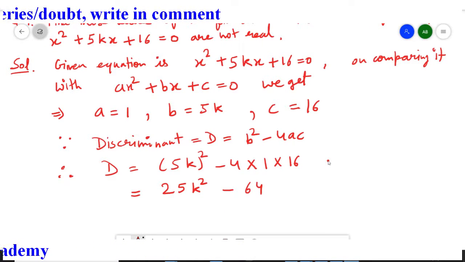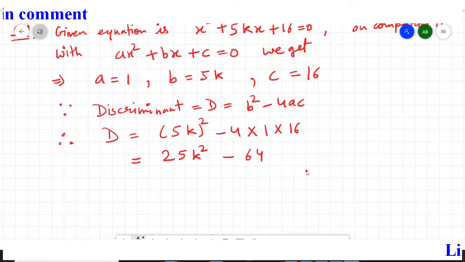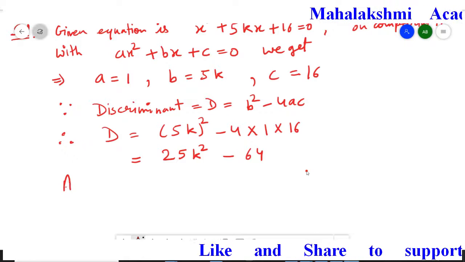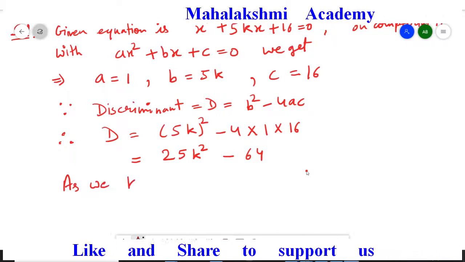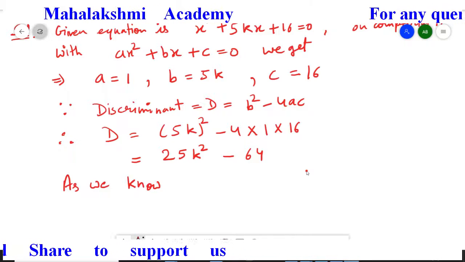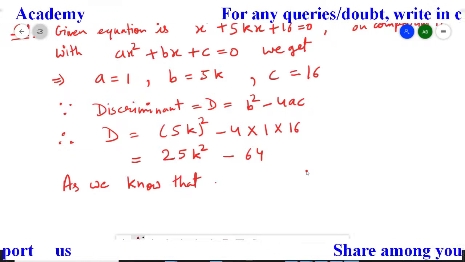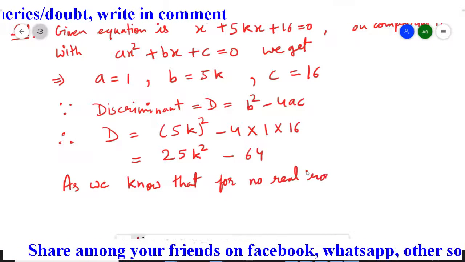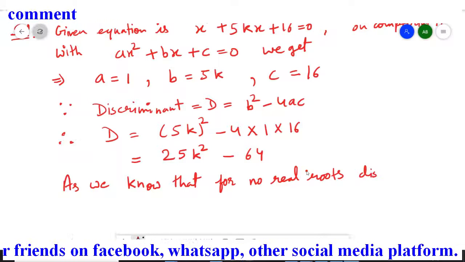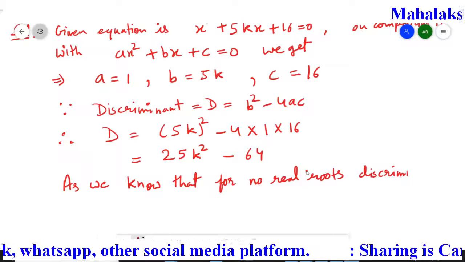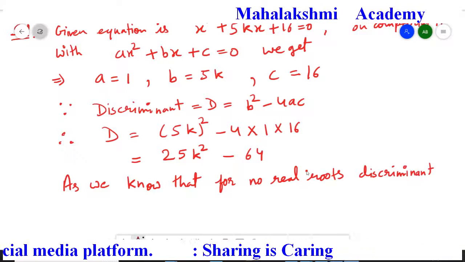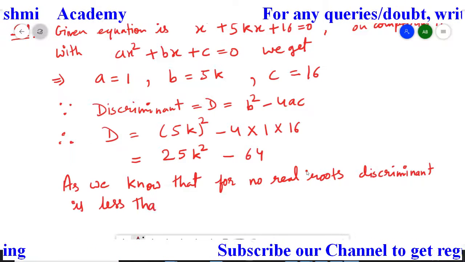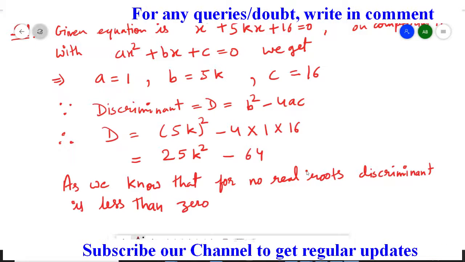Now we'll write down, as we know that for no real roots, discriminant is less than 0.